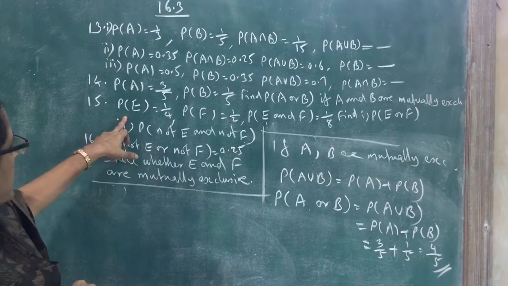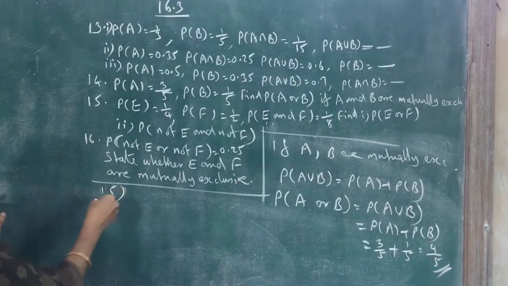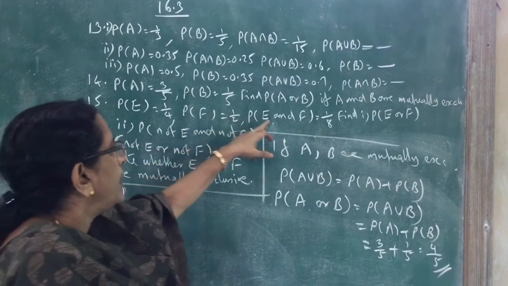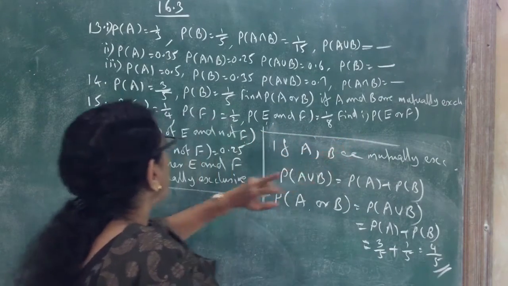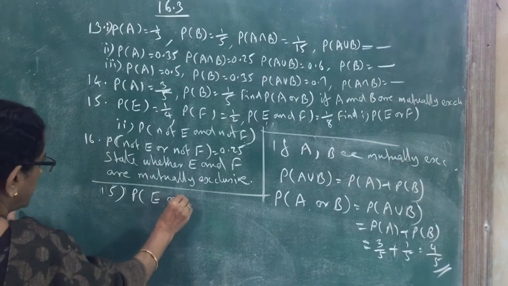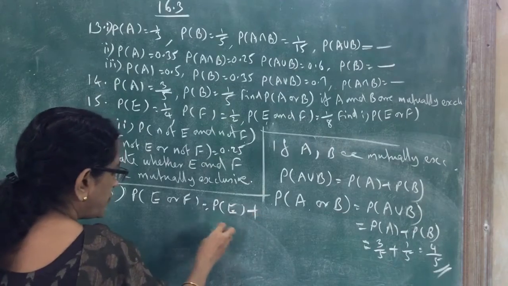The 15th one: probability of E is 1 by 4, probability of F is 1 by 2, probability of E and F is 1 by 8. Find the probability of E or F. So probability of E or F equals probability of E plus probability of F.